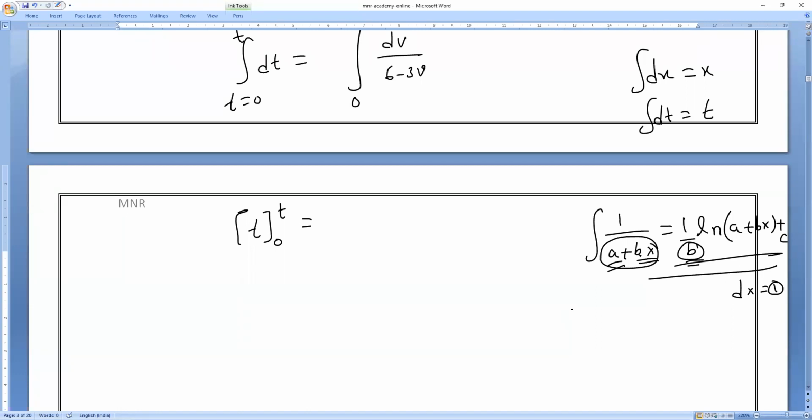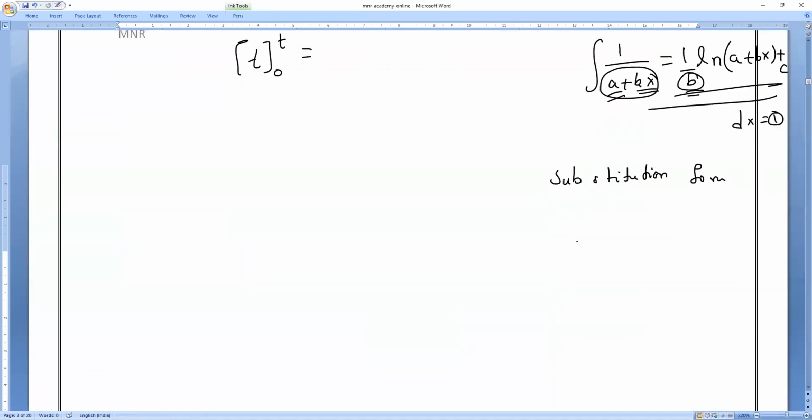One minute. On the day, have you remembered we solved the substitution form? Yes, check it, everybody. For example, the integration of sin 2x is minus cos 2x divided by, again, the differentiation of the inner term. The differentiation of 2x is 2. Do you remember?